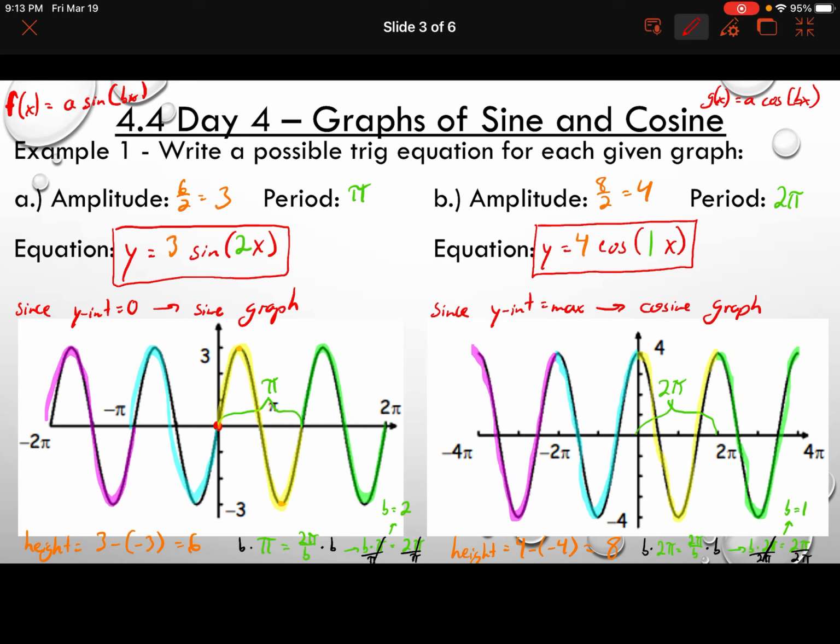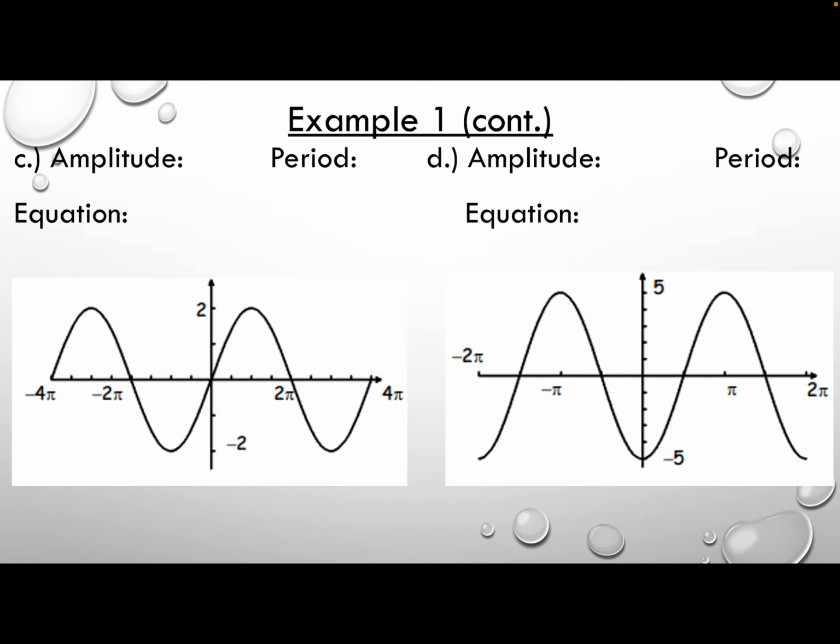Okay? So that's finding the equation of a sine and cosine graph. Now the next two examples I want you to do on your own. Okay, so C and D I want you to do on your own. Identify the amplitude, identify the period, identify the equation. Remember what I just covered in the previous slide as to how you know whether it's sine or cosine. Okay, one of these is sine, one of these is cosine.